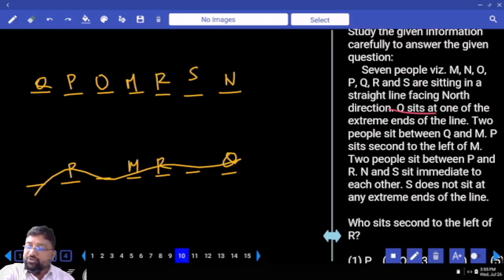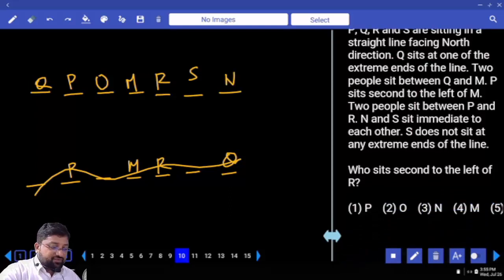Based on the position of Q, you have to fix M and then you have to fix P and then you have to fix R. Continuously there are clues depending upon Q's position. That is why I have split this question into 2 possibilities. If there were not many clues on Q, then would we split into 2 cases? No. Who sits second to the left of R?